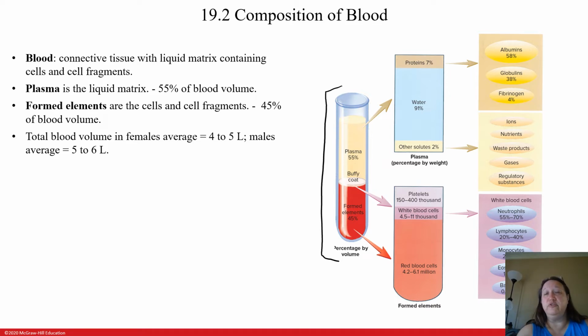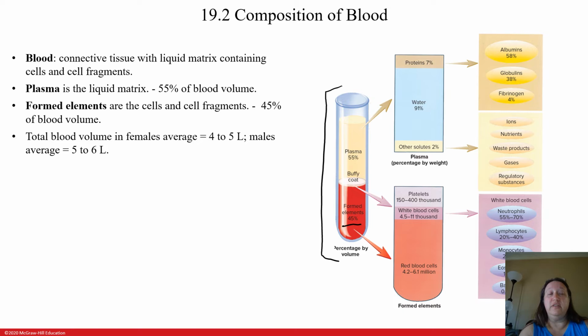Once that blood has gone through that centrifuge, what happens is that the different elements that make up whole blood will then separate out based on how heavy they are. So everything that's at the bottom is going to be the heaviest, everything at the top is going to be the lightest, and then in the middle you have sort of the middleweight guys. 45% of what you have in whole blood is going to be the formed elements.